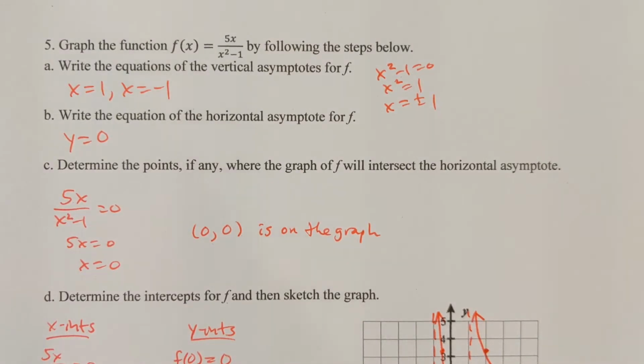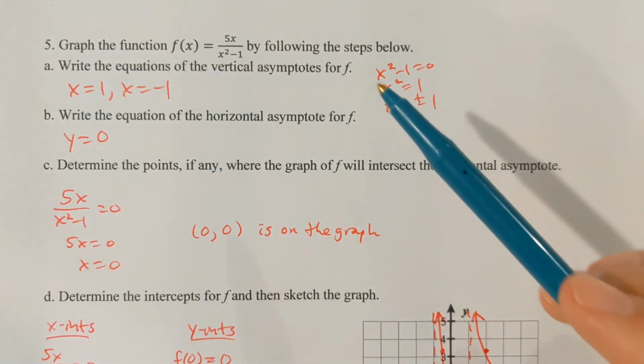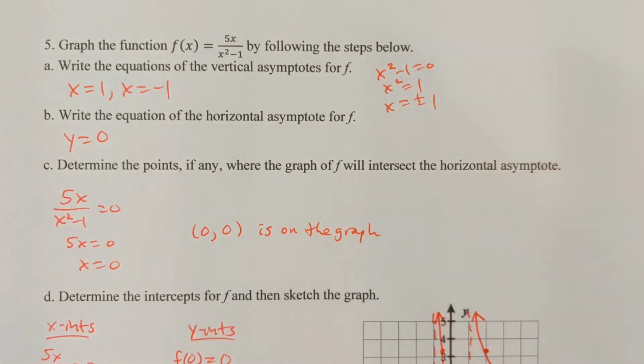Okay, we'll finish up the topic 6 worksheet now. We are on problem 5, and we're going to graph this function f of x by following the steps that are given here. Part A, we want to write the equations of the vertical asymptotes for f.